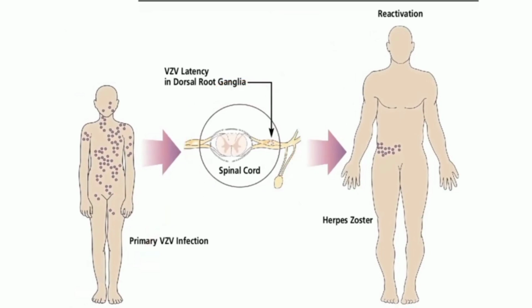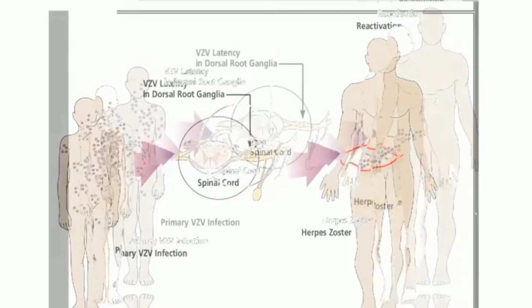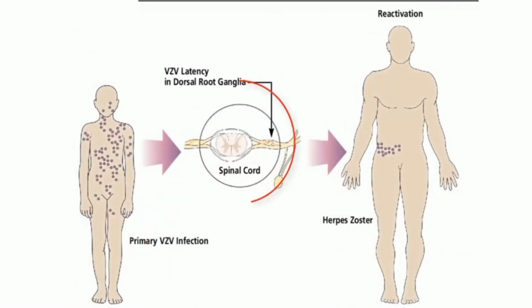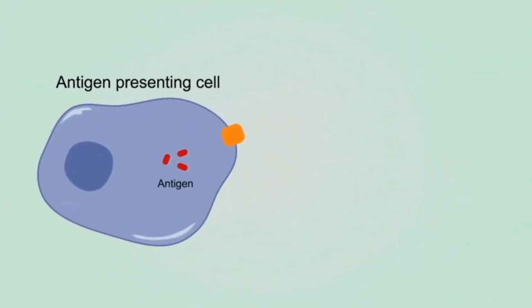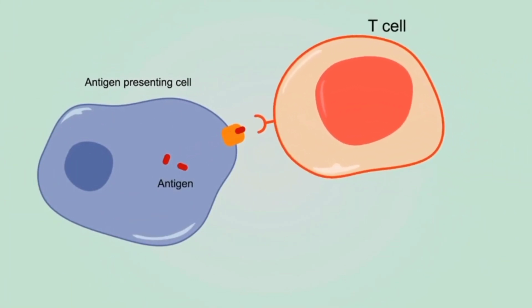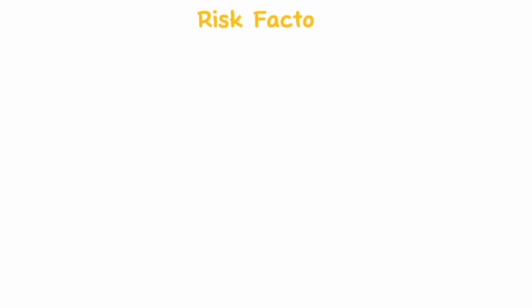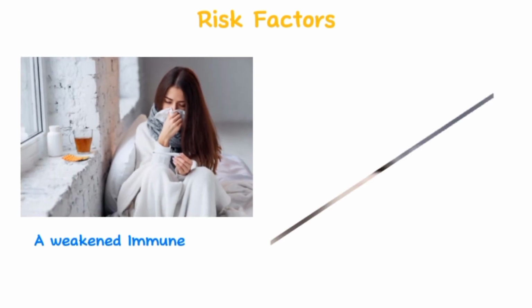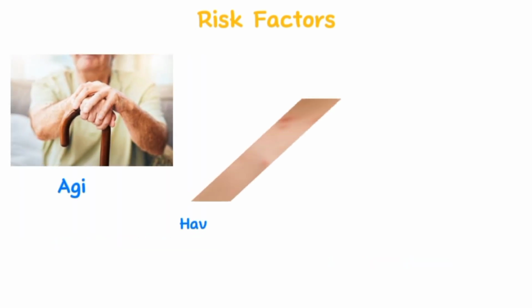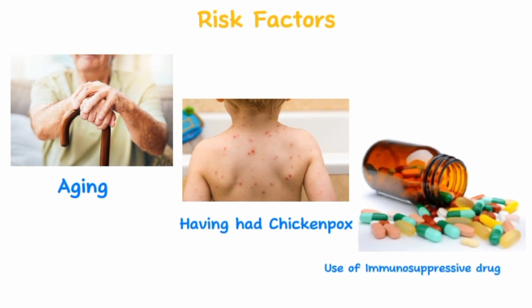After the infection clears up, the virus stays dormant in the dorsal root ganglia, where it can later reactivate and spread along the nerve pathways to the skin, where it results in the uncomfortable rash known as herpes zoster. Although the cause of reactivation is not fully known, it appears that the greatest risk factor for this process of reactivation is a decline in immunity. The possible risk factors for shingles include a weakened immune system, emotional stress, aging, having had chickenpox, and the use of immunosuppressive drugs like steroids and chemotherapy medicines.